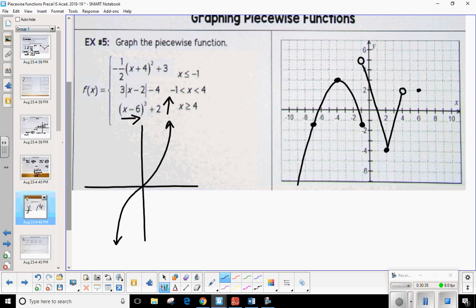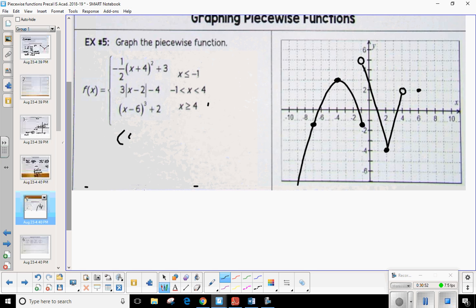Now, can anybody tell me what would be a great x value to plug in and see what value I get? Why 4? Did you just choose that randomly? There you go. Use those endpoints. All right. So let me go ahead and plug that in. I'm looking for the ordered pair when x is 4.